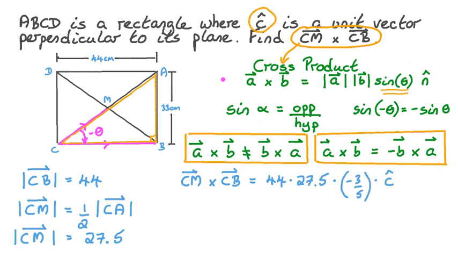Using the formula for the cross product, CM cross CB is equal to 44 multiplied by 27.5 multiplied by negative 3/5 multiplied by the unit vector C. This is equal to negative 726 C. In our final question in this video, we will calculate the area of a triangle using vectors.